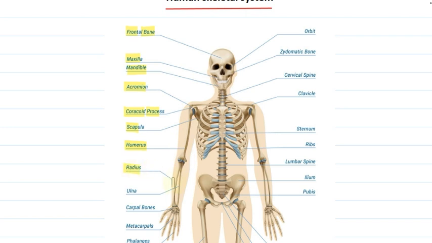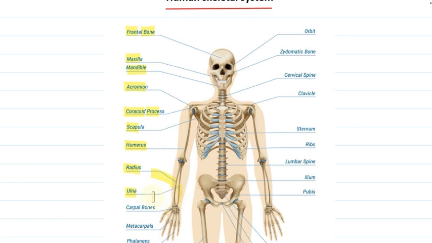Then there is the radius. This one is the radius. The radius is one of the two large bones of the forearm, and the other one is the ulna. This one is the ulna, and here the first one is the radius. The radius extends from the lateral side of the elbow to the thumb side of the wrist, and it runs parallel to the ulna. Both these bones, the radius and ulna, run parallel to each other.